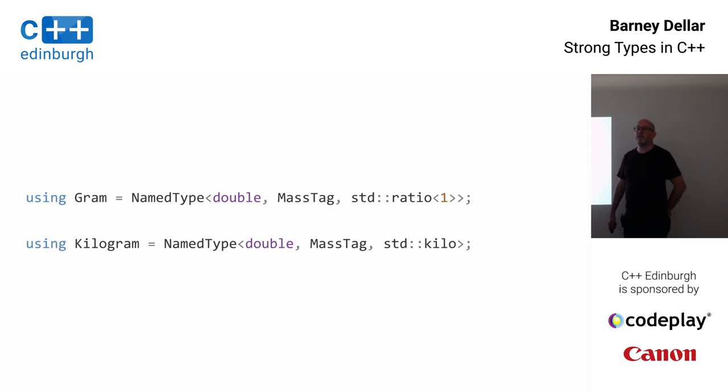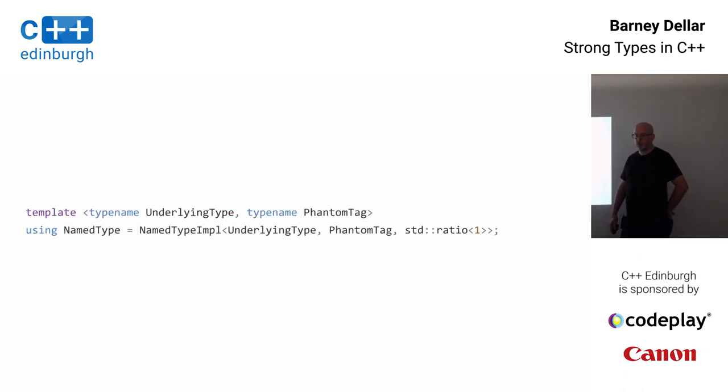But this scheme only works if we remember to put the std::ratio 1 in the base unit. And this can become a bit cumbersome. And it's also boilerplate that we don't want to have to write every time we're using these. Maybe we're using a strong type that doesn't even need a ratio. So we can solve this by renaming our NamedType template to NamedTypeImpl, and then writing an alias for NamedType, which just uses a ratio of 1:1, like that. So now if you don't want to use a ratio at all, we can just use NamedType as before, and it will have a ratio of 1 without us having to think about it.